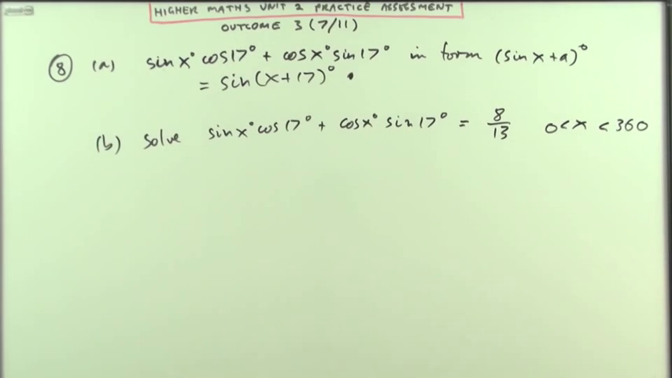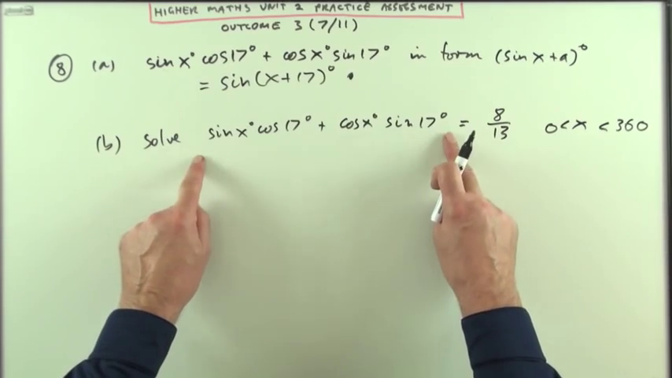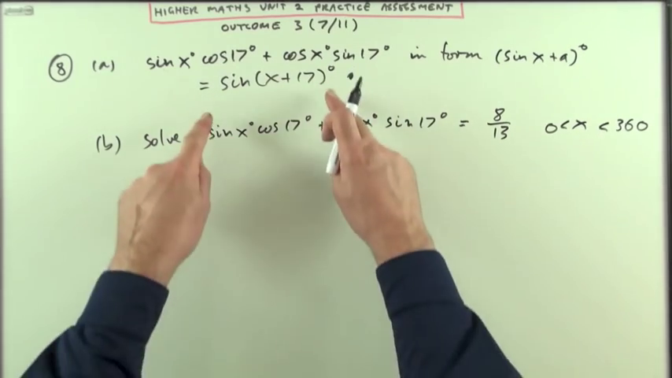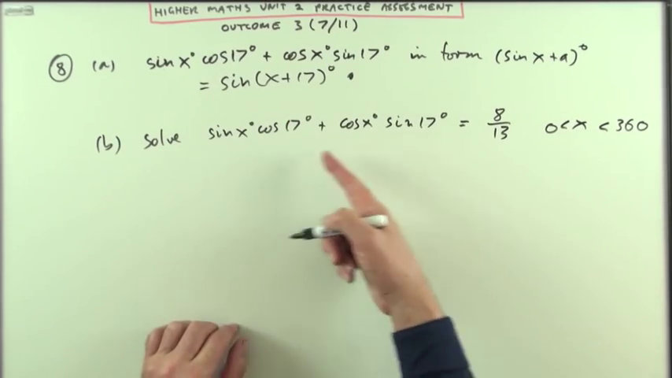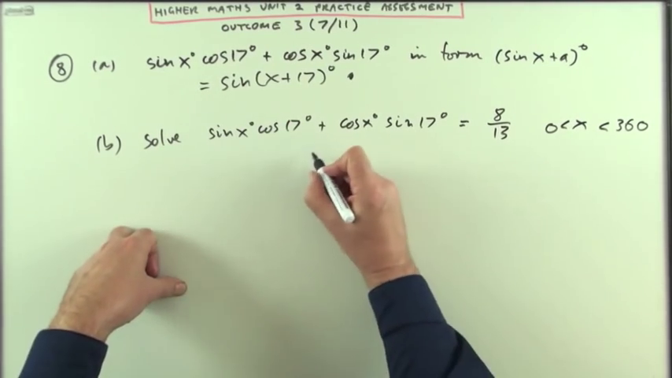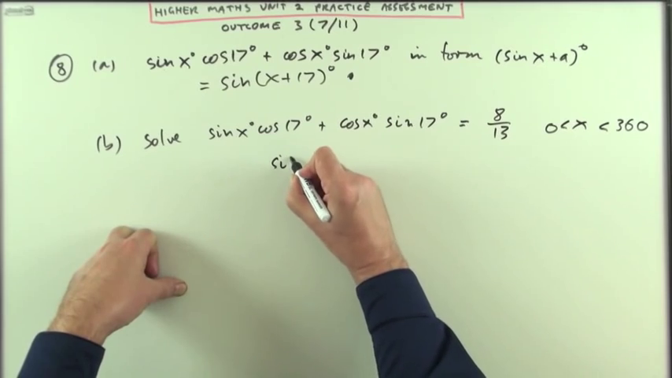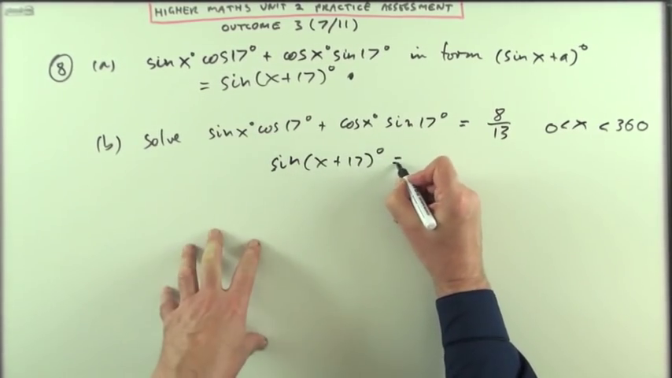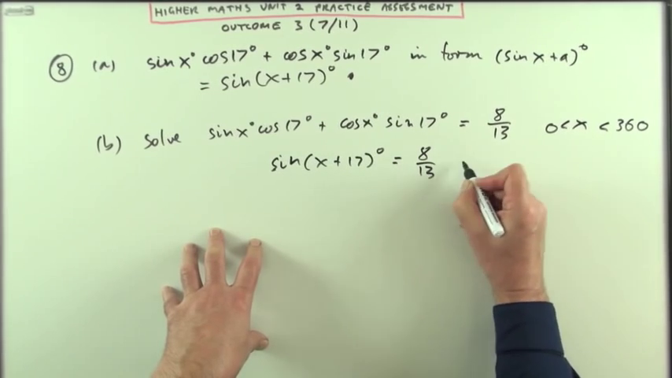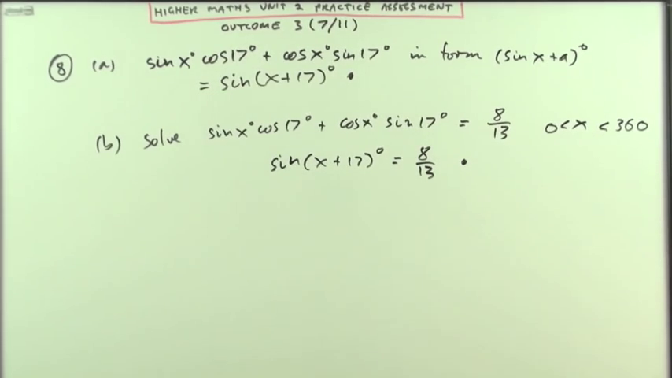Part B said, using the result of part A, solve this equation. Well, the result says this big bundle here can be replaced by that. That is the correct expansion of the sine of an angle plus an angle: sine cos plus cos sine. So that can be replaced by sine of x plus 17, don't forget the degree sign, equals 8 upon 13. There's the next mark. Make sure you write this down.